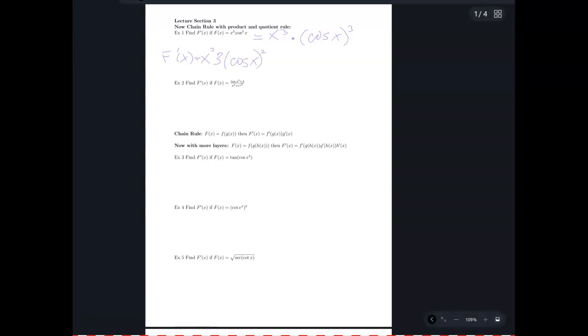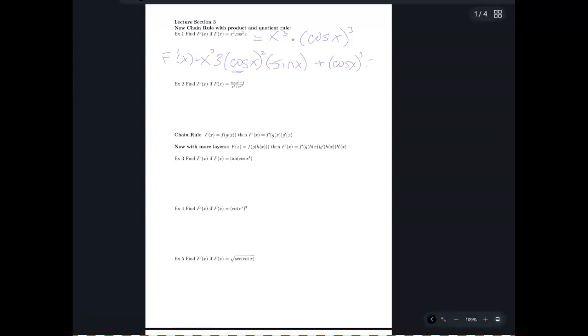And so remember, subtract 1 from the exponent. Then take the derivative of cosine, which is negative sine. Okay, that's first d second plus second, and then d first, which is just 3x squared.